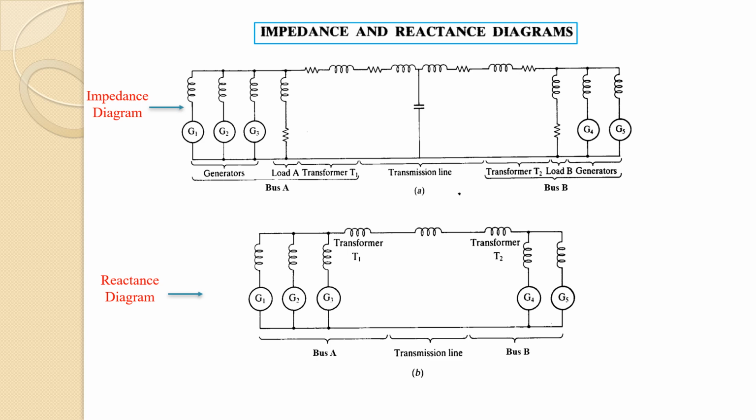For the reactance diagram shown in the figure, all the resistances are neglected. Static loads and the capacitance of the transmission lines are also neglected. Also, neutral grounding impedances do not appear in the diagram as balanced conditions are assumed.